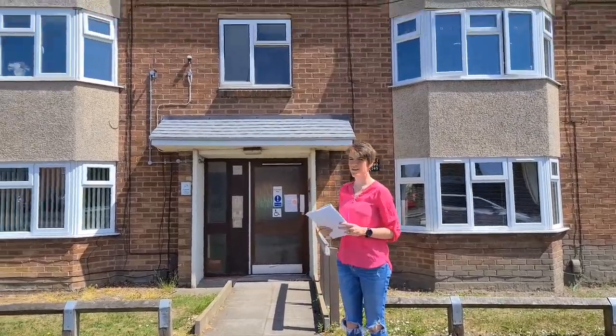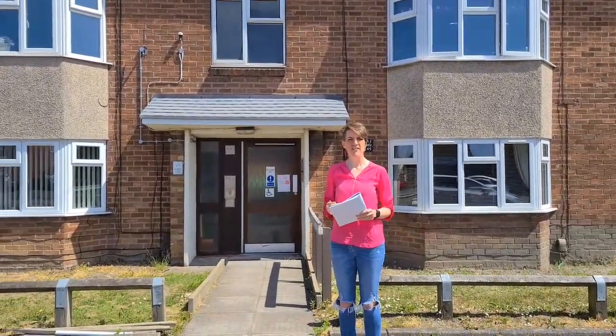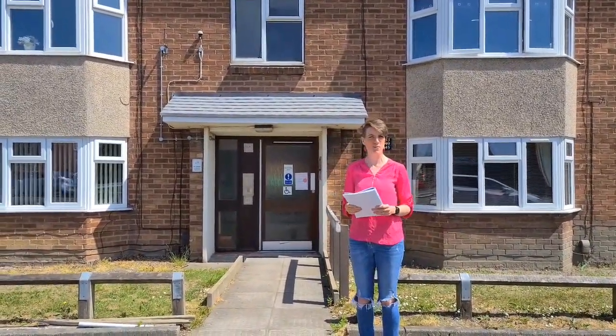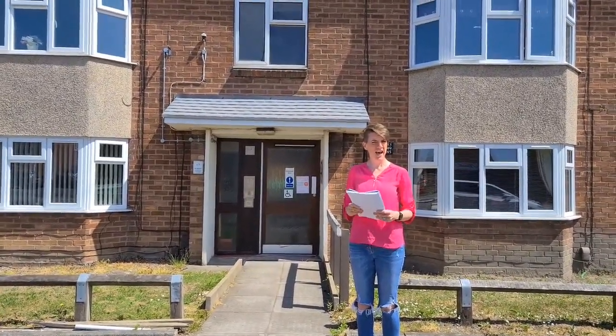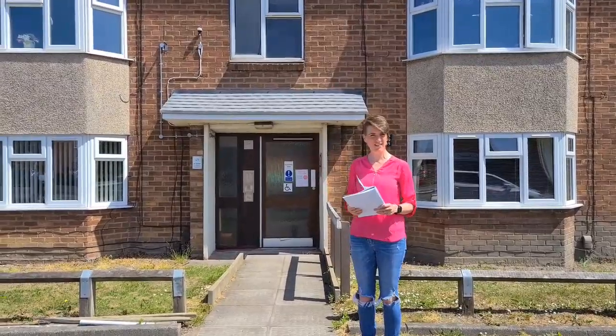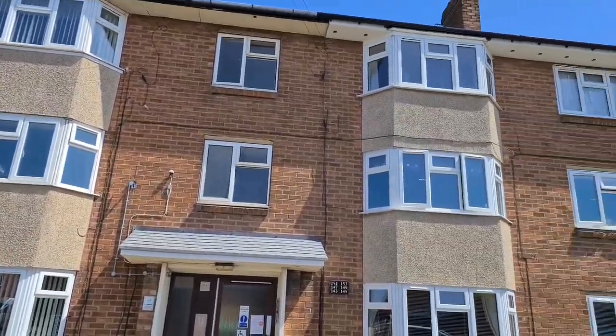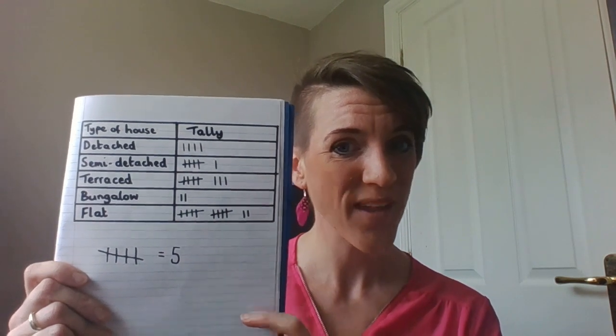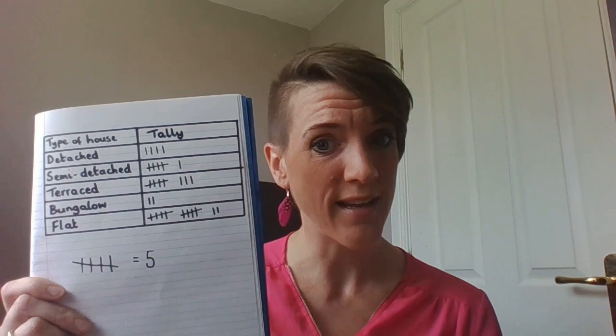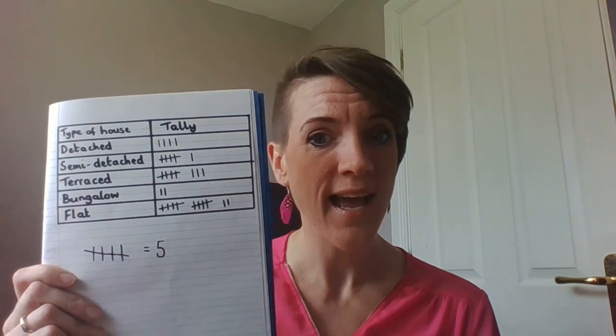Here are a block of flats. So I think there are 12 different homes in this one building, so I'm going to draw 12 tally marks on my sheet. How many houses do you think are here? So I've got back from my walk and I saw lots of different types of houses. Here's my tally chart. My next job and your next job is to turn this data into a bar chart. I'm going to show you how to do that.